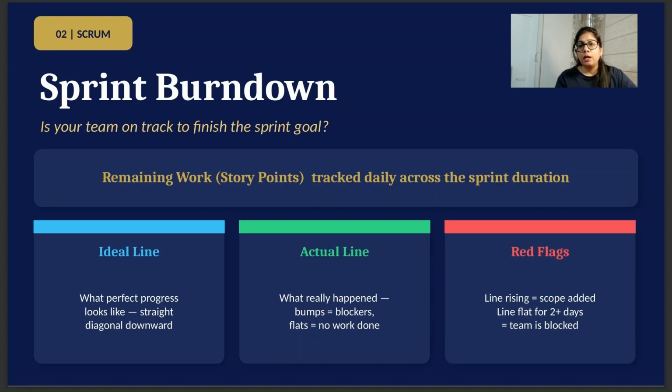Red flags. Line rising, it means that scope has been added in the middle of the sprint. If the line is flat for 2 plus days, the team is blocked. Sprint burn down is a really great metric for you to start the conversations during the sprint with your teams in the daily scrum and ask them what is really blocking them.